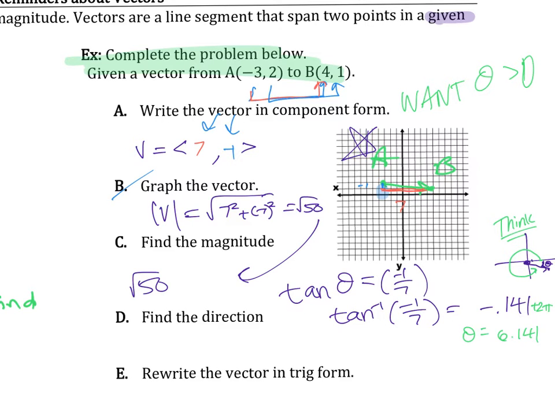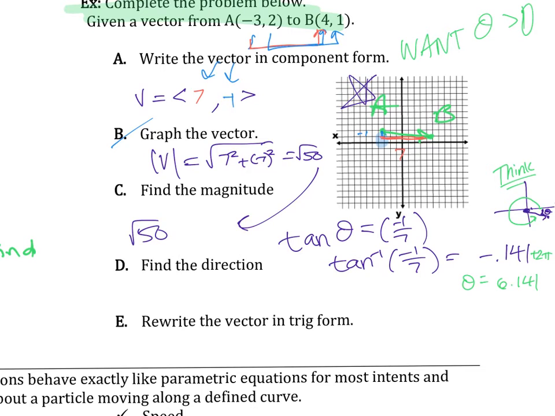And then the last part of this question is asking us to rewrite the vector in trig form. So that would give me the magnitude, the square root of 50, times cosine of, what did we just find out theta was? Cos theta was 6.141, times the square root of 50 times sine of 6.141. And there we have it. We rewrote the vector in trig form.